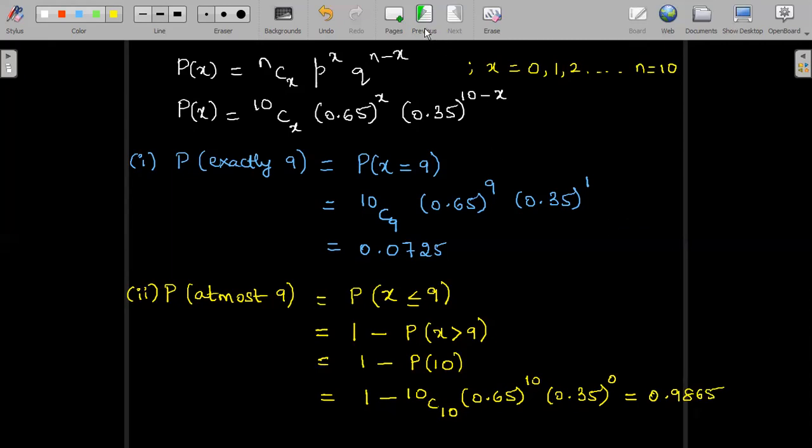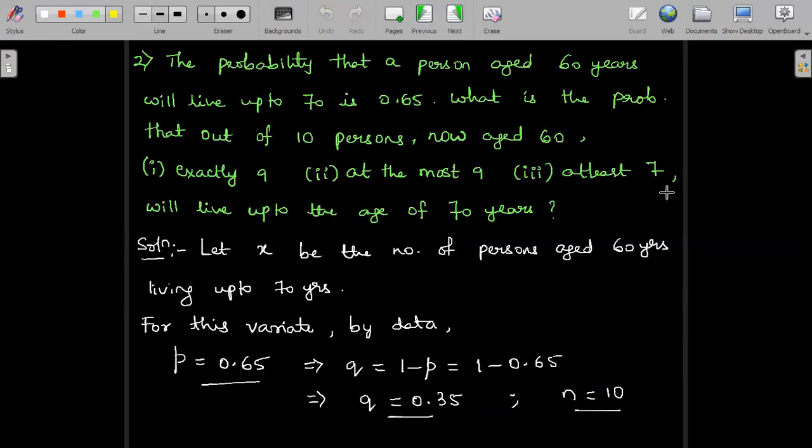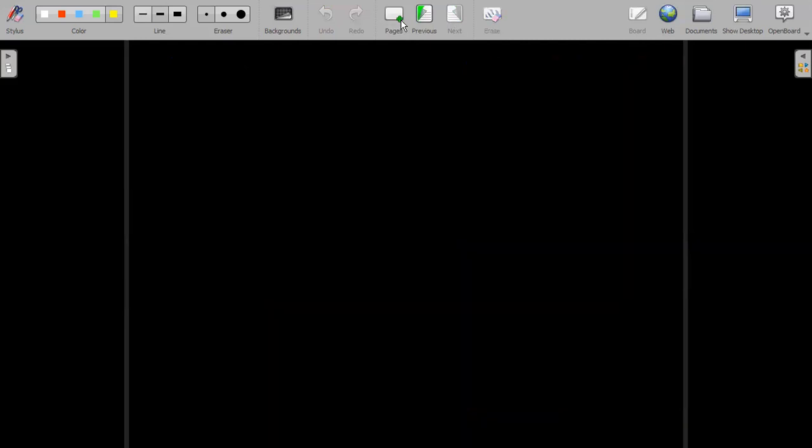Now the probability of the third case we have to work out. It is the probability of getting at least 7 people who are age 60 living up to the age of 70 years. So at least is symbolically represented as greater than or equal to. So let us work out the third case now. Probability of at least 7. This is the same as writing symbolically x greater than or equal to 7.